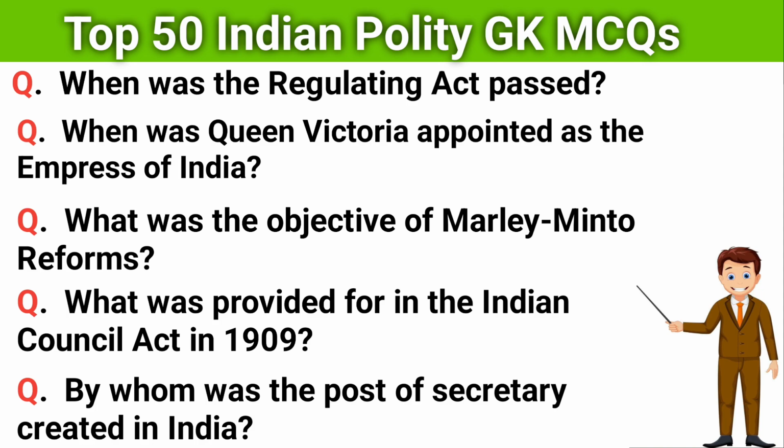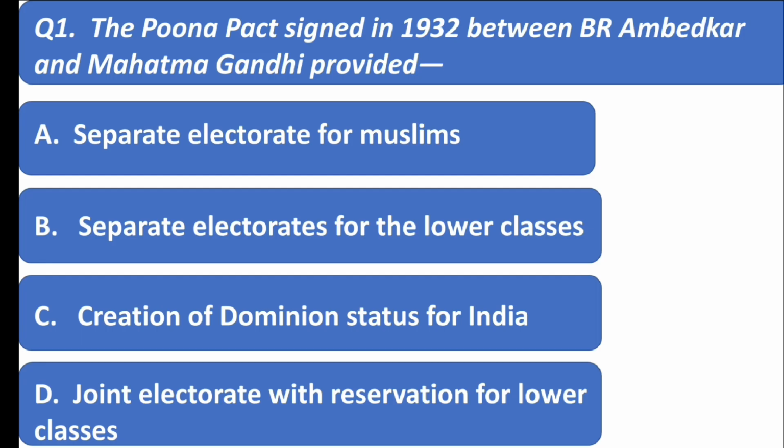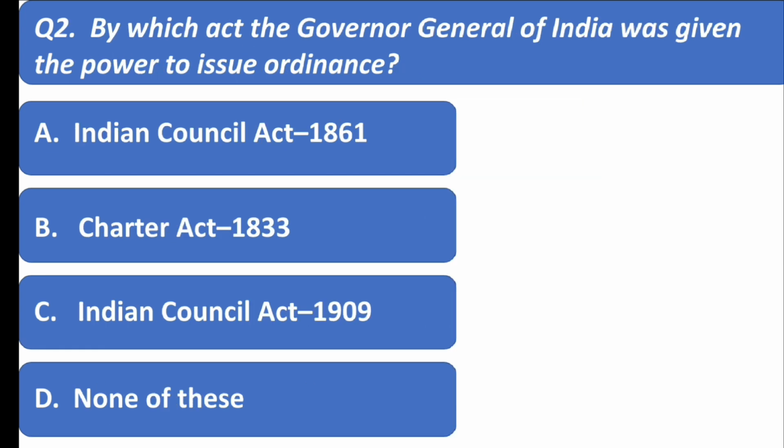Let's start the question. The Pune Pact signed in 1932 between B.R. Ambedkar and Mahatma Gandhi provided? Answer is option D. Joint electorate with reservation for lower classes. By which act the Governor General of India was given the power to issue ordinance? Answer is option A. Indian Council Act 1861.